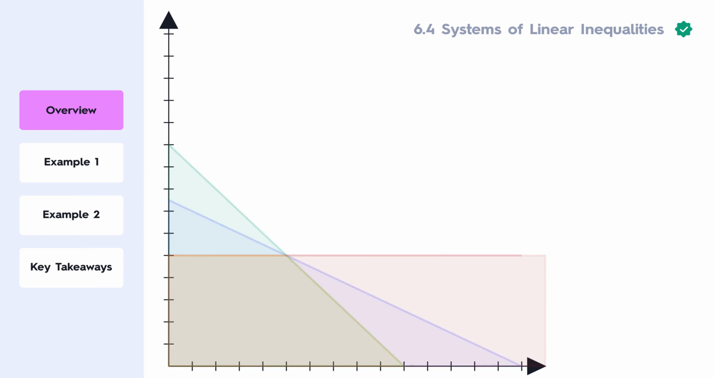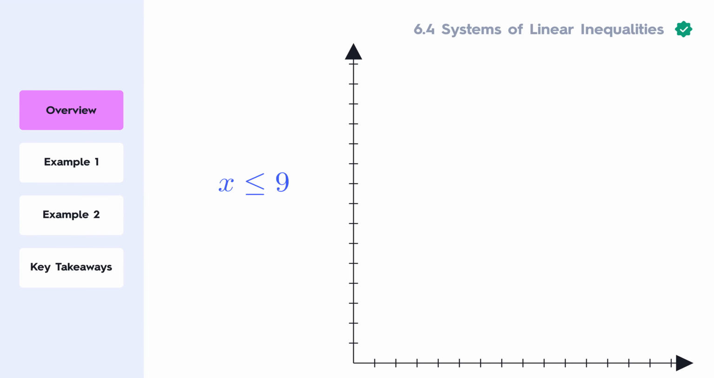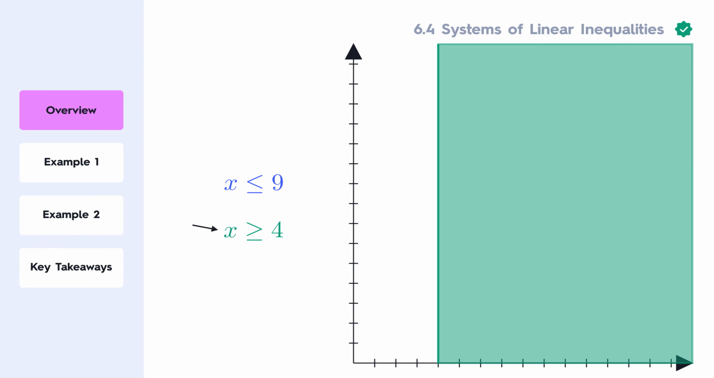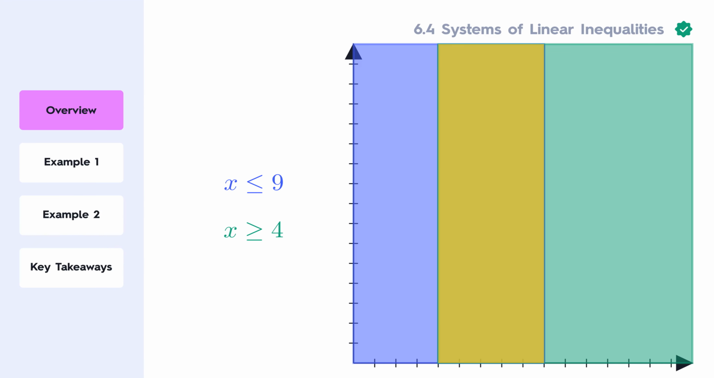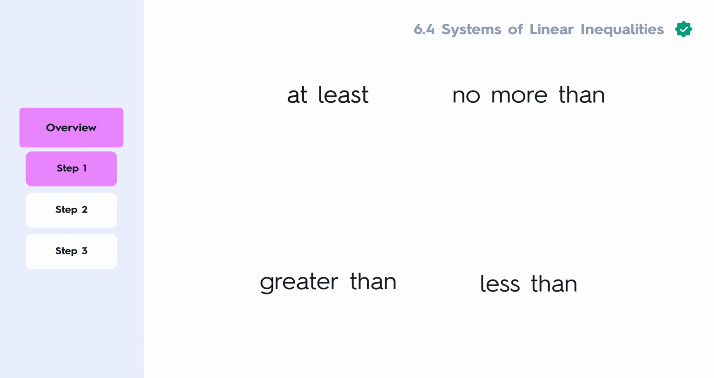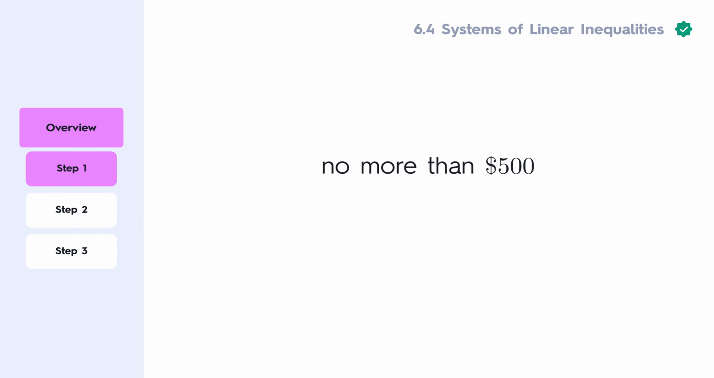Now that we understand what systems of linear inequalities are, let's explore how to set them up and graph them. When working with systems of inequalities, our goal is to find all values that meet multiple conditions simultaneously. Here's how we'll tackle it. The first step is to read each condition carefully and translate it into an inequality. For example, if a problem states, the total cost should be no more than $500, this translates to an inequality like y is less than or equal to 500.